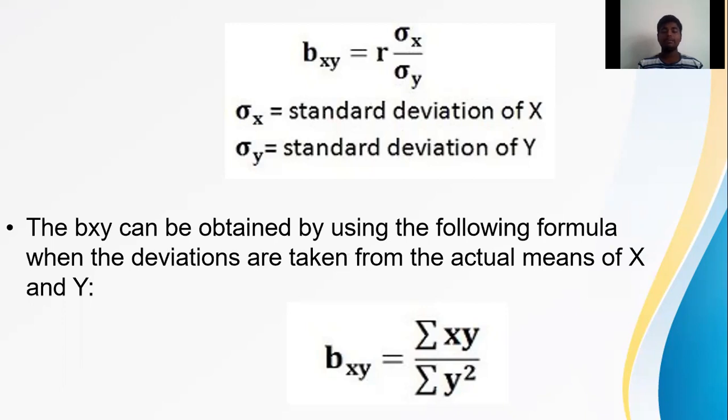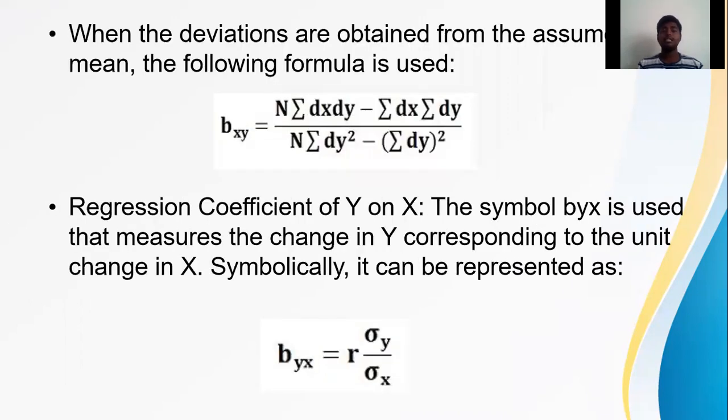The bxy can be obtained by using the following formula when the deviations are taken from the actual means of x and y. Here bxy is equal to summation of xy by summation of y square. When the deviations are obtained from the assumed mean, the following formula is used. Here, bxy is equal to n into sigma dx into dy minus sigma dx into sigma dy by n into sigma dy square minus sigma dy whole square.